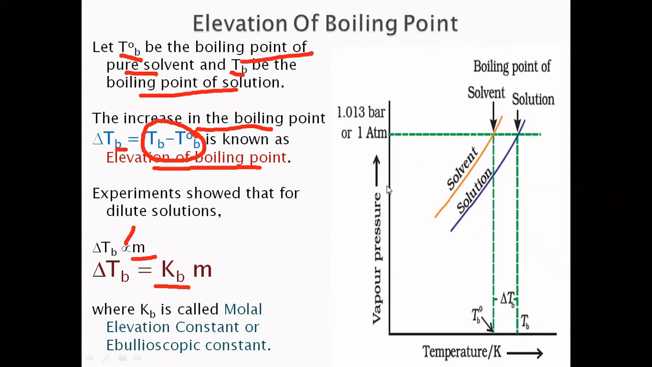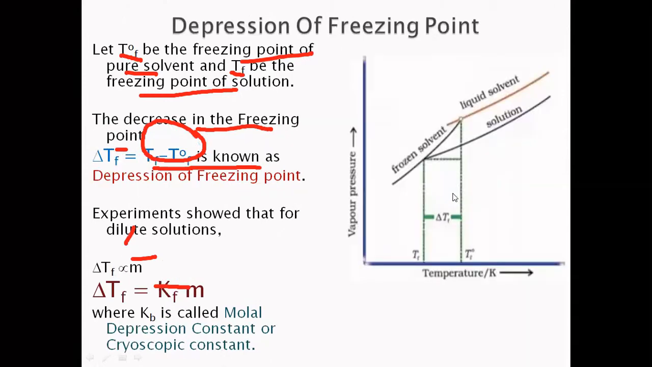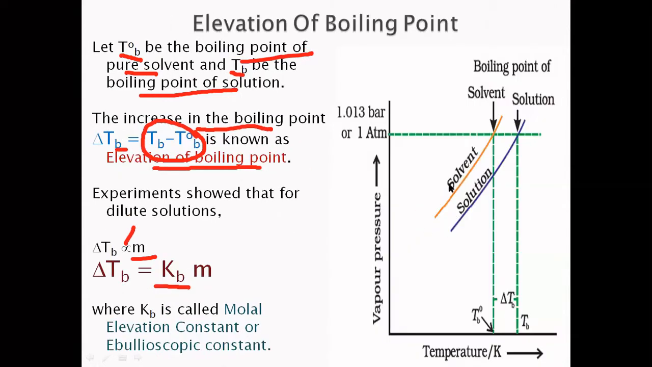See, this y-axis is representing vapor pressure, and the x-axis is representing temperature. At this temperature, this is the origin, there is some vapor pressure of solvent. Similarly, there is some vapor pressure of solution, but this temperature we are not going to call the boiling point of either solvent or solution, because at this temperature it does not become equal to one atmosphere. Now we have gone further, and at this temperature again there is some vapor pressure of solution, and at the same temperature there would be some vapor pressure of the solvent, but again the vapor pressure is not equal to one atmosphere.